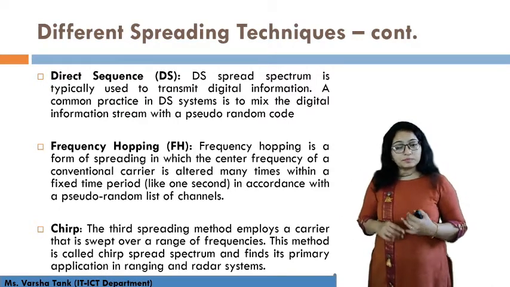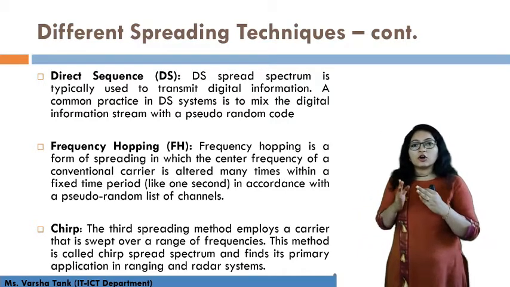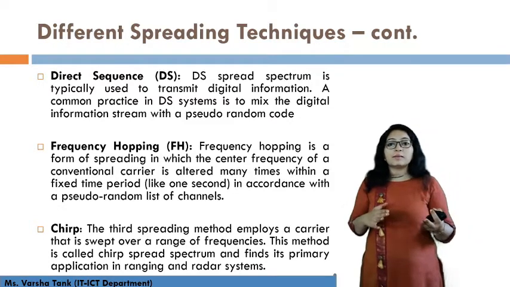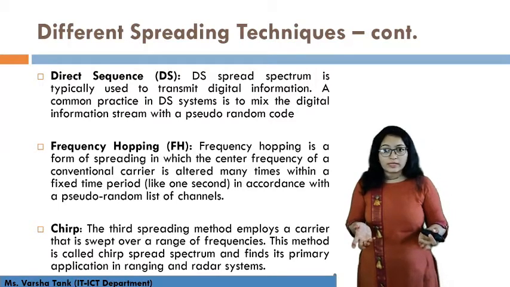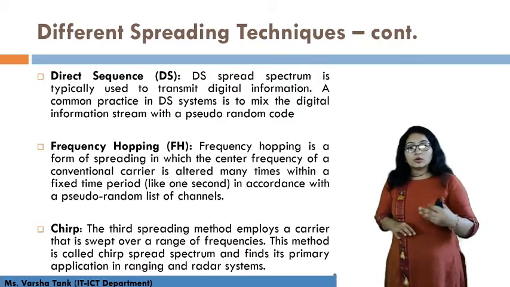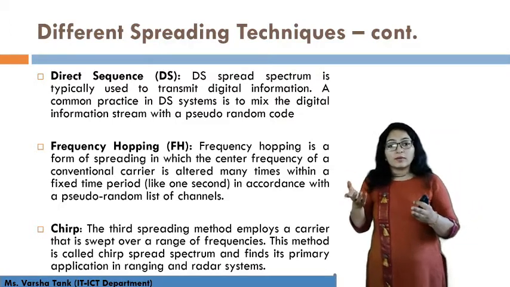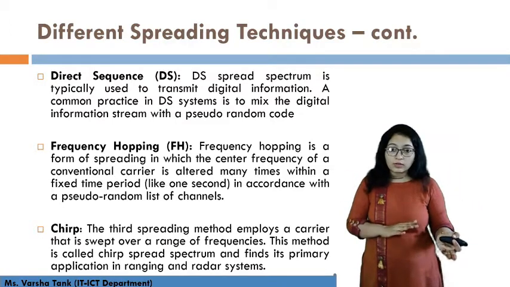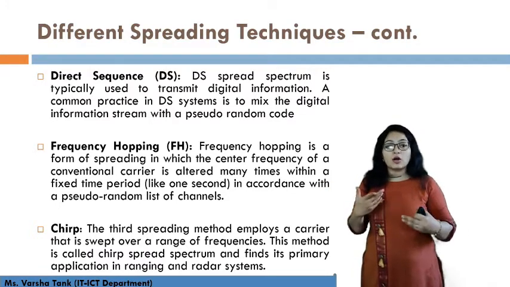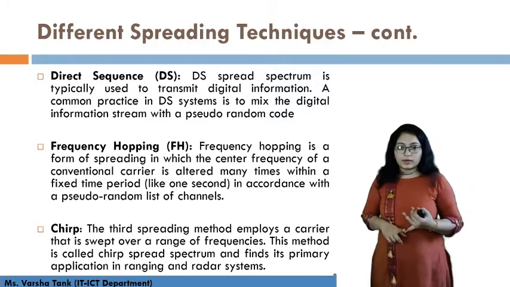Then next is frequency hopping spread spectrum. Frequency hopping is a form of spreading in which the center frequency of a conventional carrier is altered many times within a fixed time period, like 1 second or 1 microsecond, in accordance with a pseudo-random list of channels. So the frequency will be altered. For example, signals will travel for 1 second on frequency F1, then F2, then F3, then again F2, then F1. It will change according to the pseudo-random sequence of frequencies. That is frequency hopping spread spectrum.